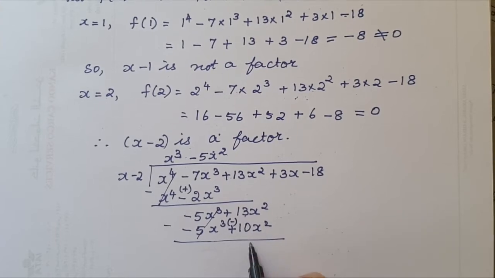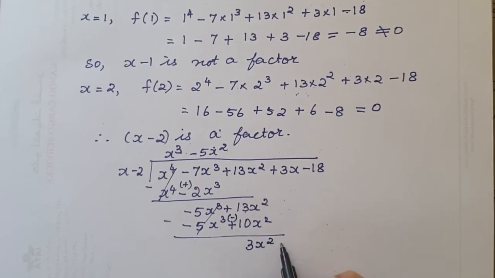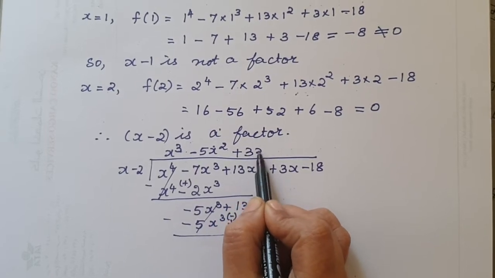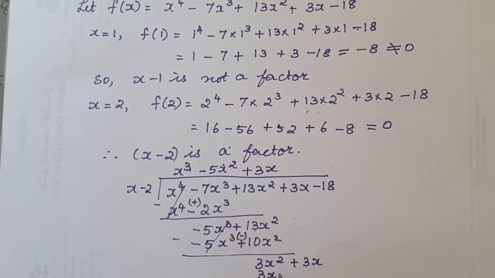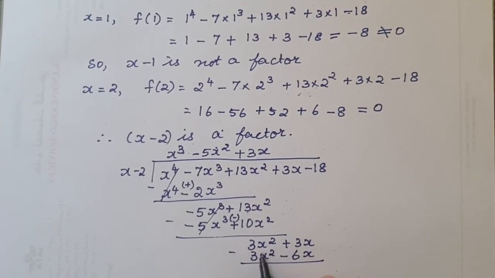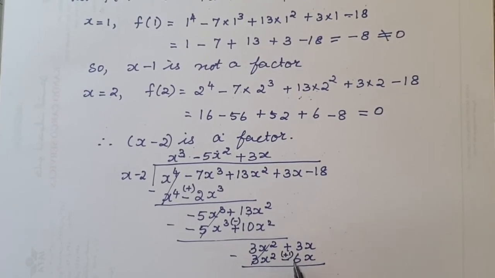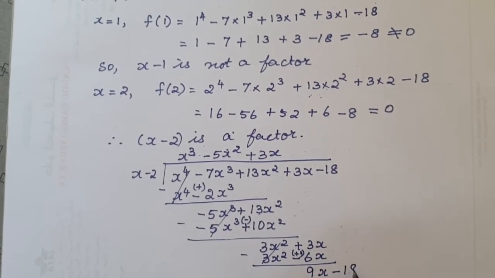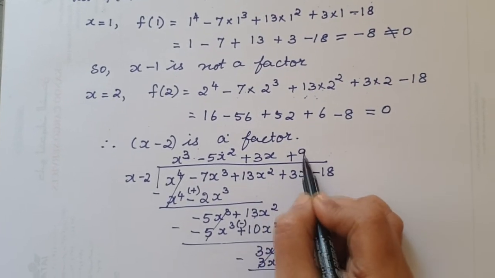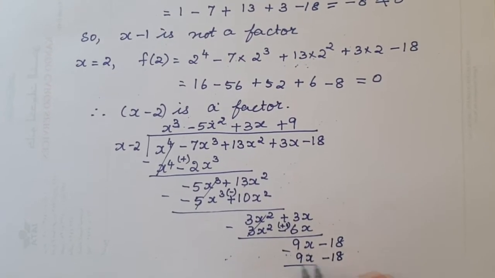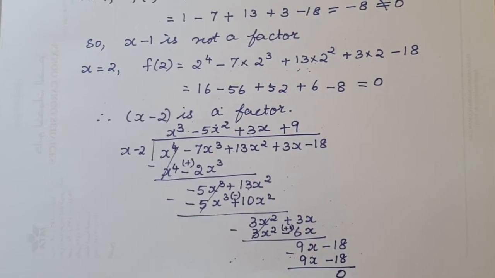This goes as 3x squared plus 3x. So you have to multiply it with 3x, so 3x squared minus 6x. Now when we subtract, this gets cancelled. This is with addition, and then it goes as 9x minus 18. So you multiply by 9, 9x minus 18. When we subtract it, it goes as 0.